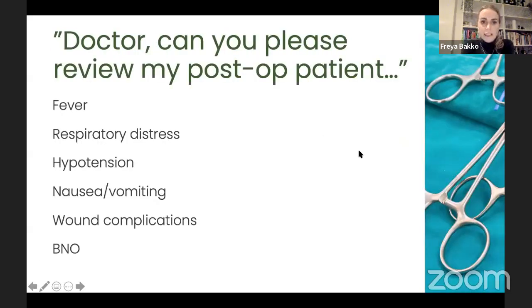So, as an F1, you will be expected to see quite a lot of post-operative patients. And some of the most common things you'll be called for are things like post-operative fever, patients with post-operative respiratory distress, hypotension, nausea and vomiting, any sort of wound complications, whether it's bleeding, redness or discharge, and a patient who is not opening their bowels post-operatively. So we're going to go through some of these causes that you commonly will be called for as a surgical junior.